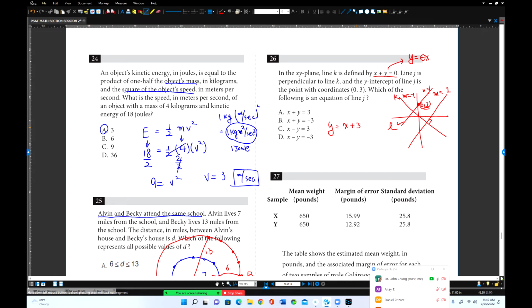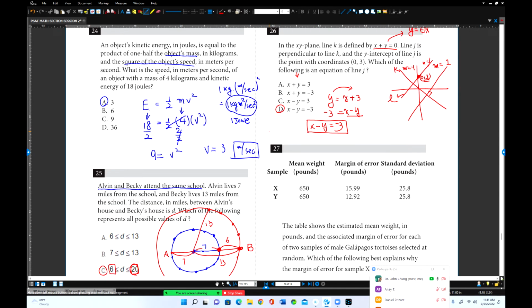That's it. But they're asking you for standard form. So x is over here, and we move y to the left side: x minus y equals negative 3. That is standard form. I'm going to explain standard form one more time. Standard form, the general form, looks like this.